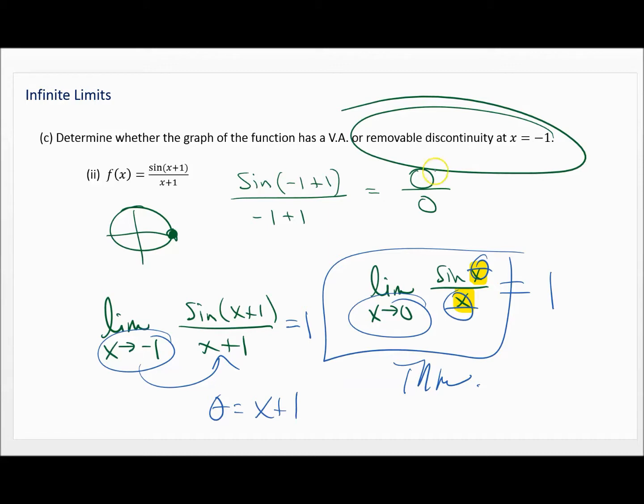Now, we didn't have to use that to come up with our answer. We use the idea if you've got 0 over 0, that's going to give you a removable discontinuity, and that's what we used.